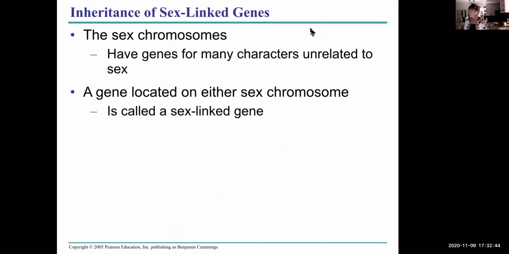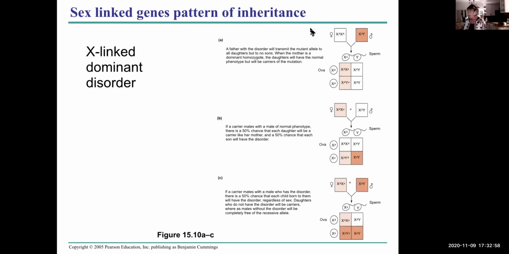So the sex chromosomes, though, have lots of genes that are unrelated to sex or gender. But a gene that's located on either sex chromosome is called a sex-linked gene. And there are different patterns of inheritance. Some of them are disorders. So there are X-linked dominant disorders.